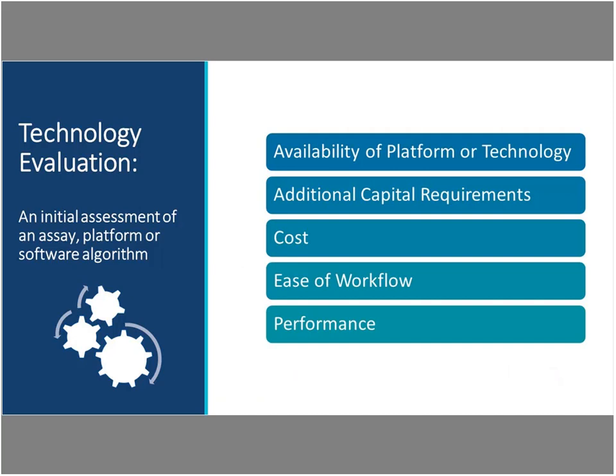So when we move to evaluating, there's a few key considerations. One is the availability of the platform or the technology, and whether or not there's any additional capital requirements. For example, 10x, if we wanted to begin doing longer read type library preps, there's some capital investment that needs to be considered, as opposed to just buying the chemistries off the shelf. Coming into this is the cost of these library preps, ease of workflow.